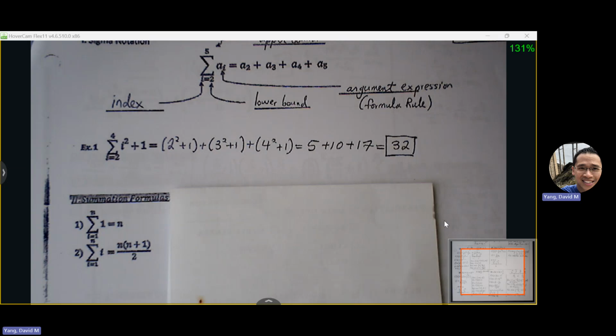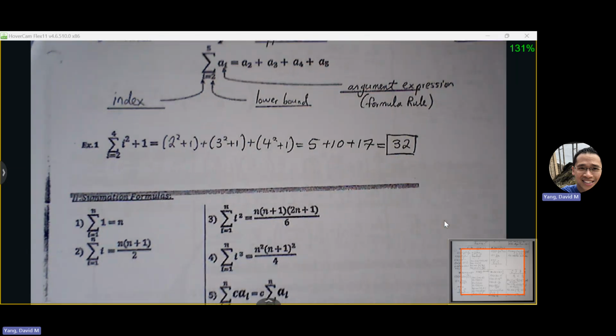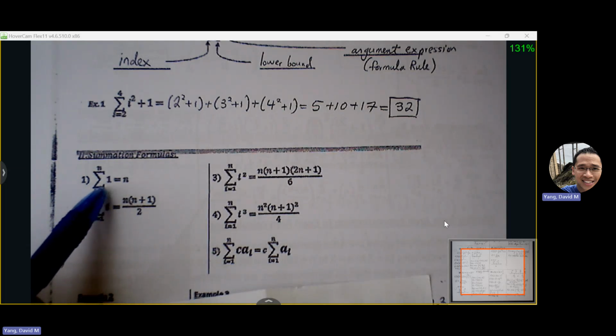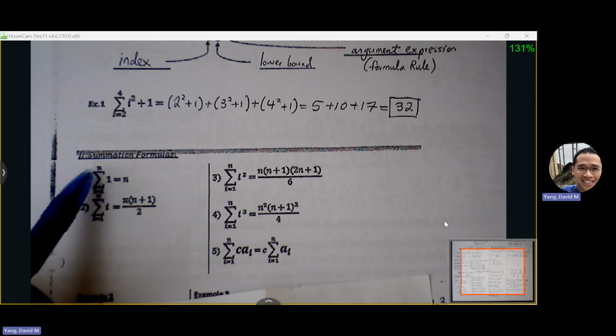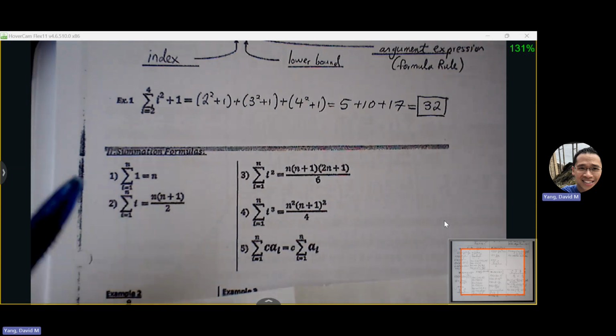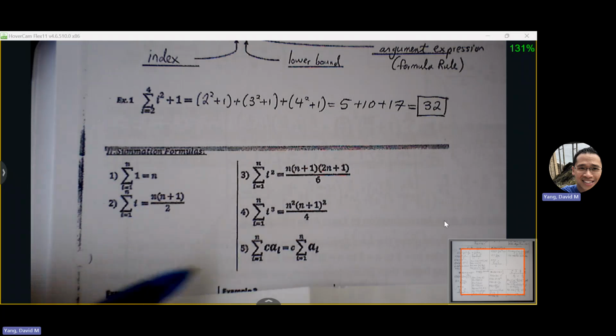Now, we do have some shortcut rules for certain summations. Let's say I wanted to add 1 plus 1 plus 1 all the way to n. Then the shortcut is that's just n, right? Whatever my upper bound is, it's always going to be n. Now, all these summation rules start with a lower bound of 1. So this only works if we're starting with 1.